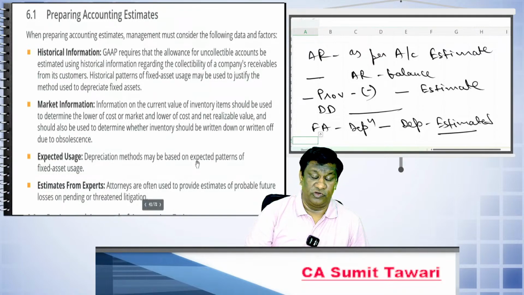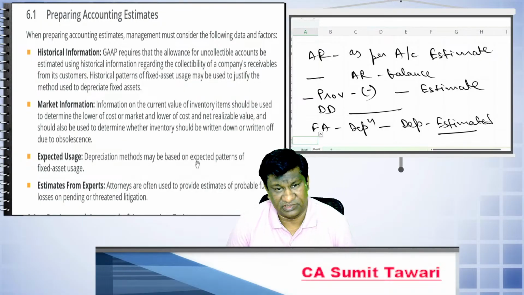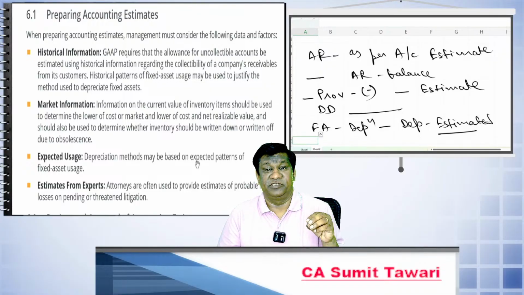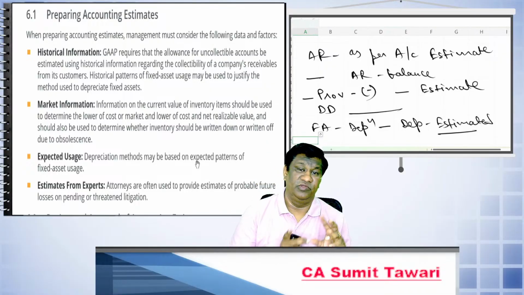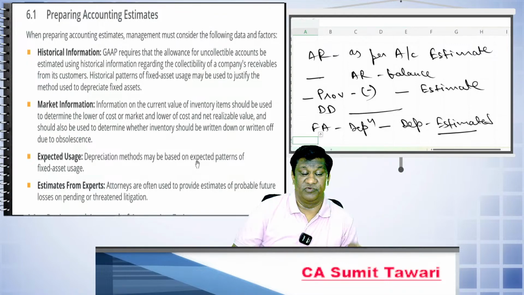Okay, so historical information, on the basis of past trend. GAAP requires that the allowance for uncollectible accounts be estimated using historical information regarding the collectability of the company's receivables from its customers. Historical patterns of fixed asset usage may be used to justify the method used to prepare the depreciation on fixed assets. So whenever we are deciding any percentage of allowances, we need to evaluate on the basis of past performance. That's why we use the historical information.